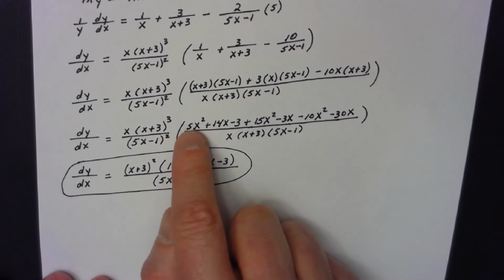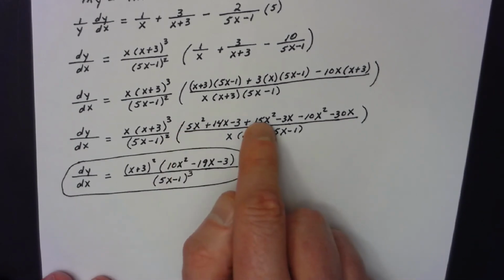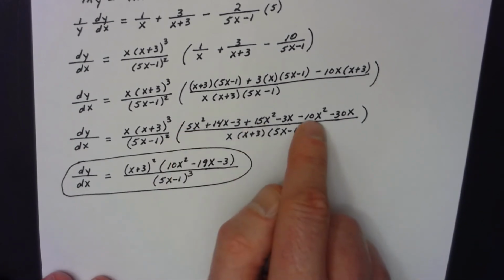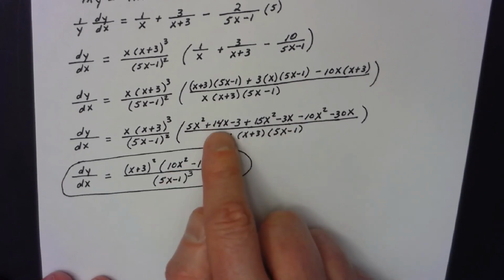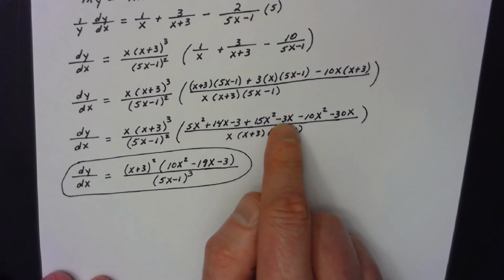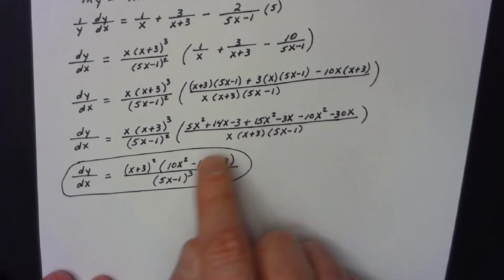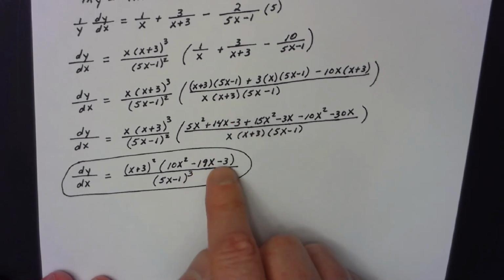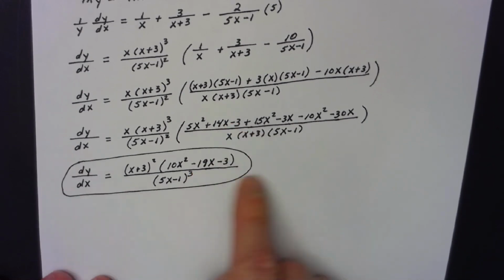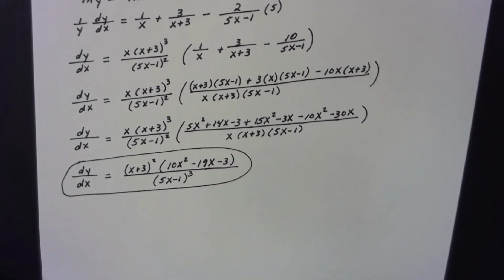I collected like terms. 5x squared plus 15x squared is 20x squared, minus 10x squared for 10x squared. The x terms, you had 14x minus 3x, that's 11x. 11x minus 30x for minus 19x. And then the only constant in the entire problem was 3. We have our fully factored final fantastic form of that answer. That's an excellent question. I really like that one.